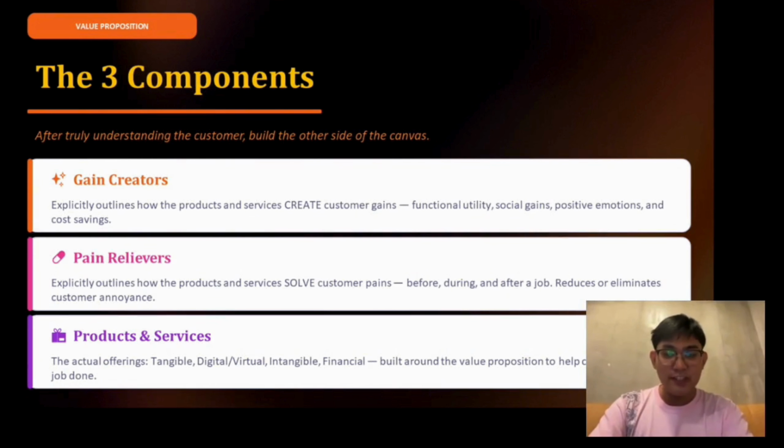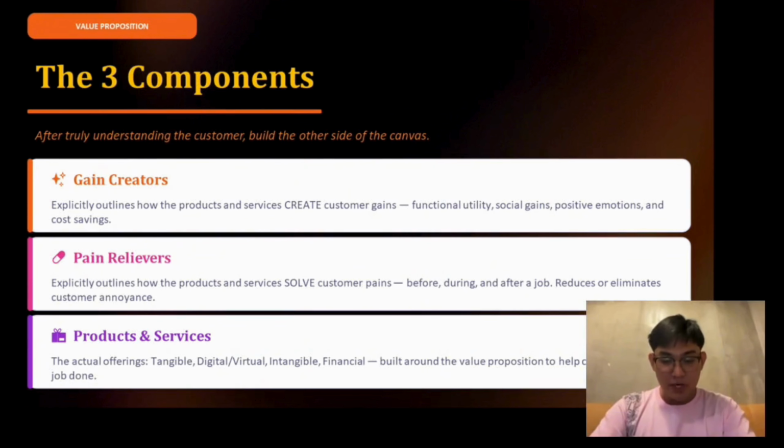Pain relievers outline how the products and services solve customers' pains or annoyances. For example, easy payment and good customer service. And lastly, the products and services, or the actual offering. It can be tangible, intangible, financial, or digital, or virtual.